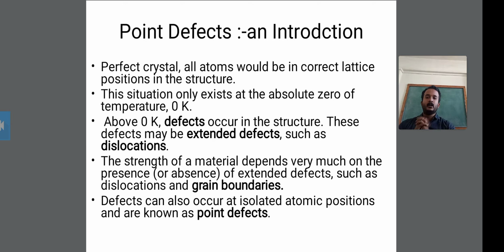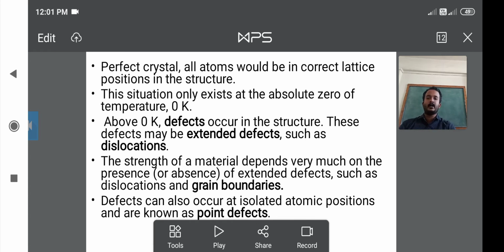You should also know the cyclobutane structure. The cyclobutane structure contains four corners, and these four carbon atoms are all in the correct lattice position in the structure. So in a perfect crystal, all the atoms are in the correct lattice position.